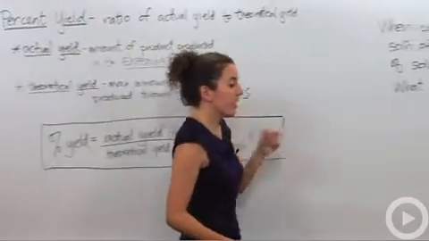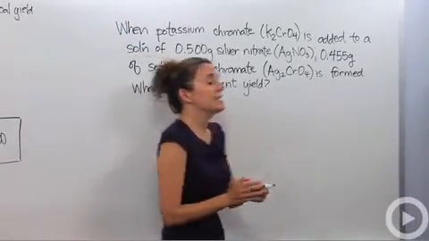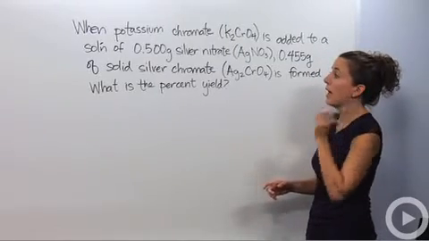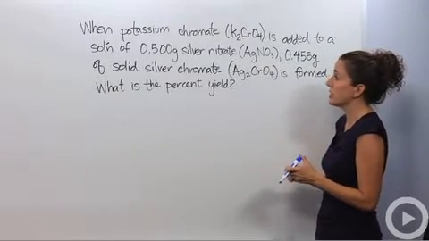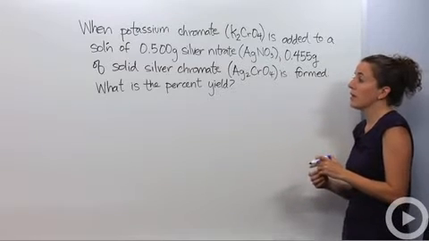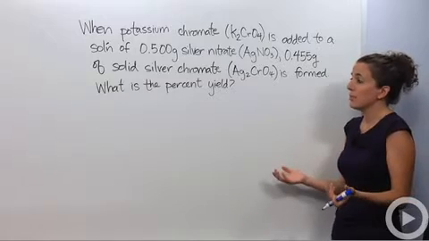All right, so let's do a problem based on percent yield. Okay, so when potassium chromate, K2CrO4, is added to a solution of 0.500 grams of silver nitrate, AgNO3, 0.455 grams of solid silver chromate, Ag2CrO4, is formed. All right, so what is the percent yield?